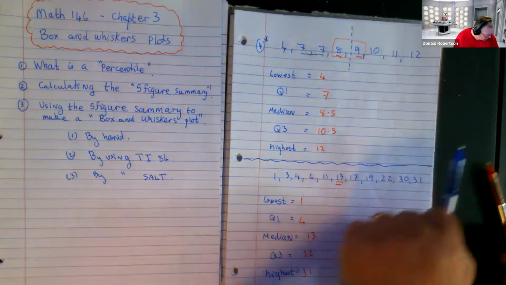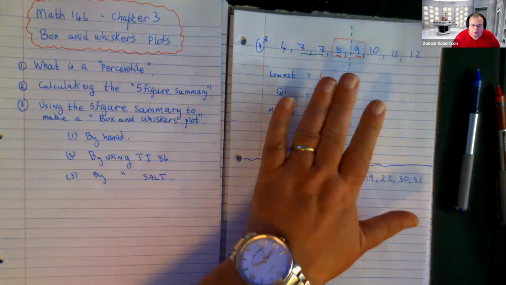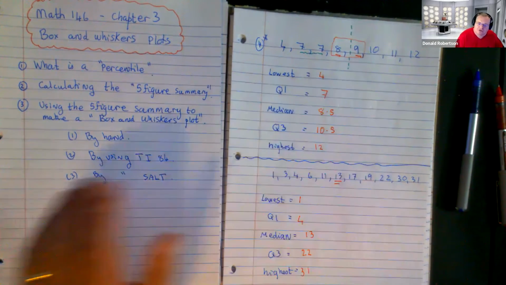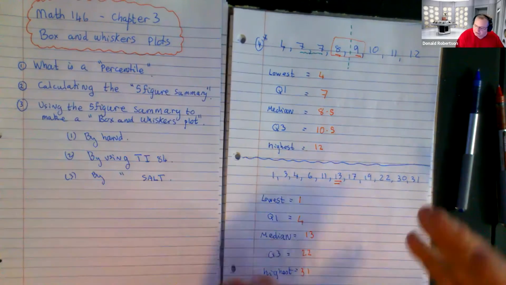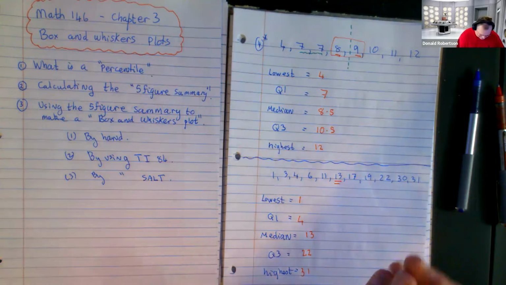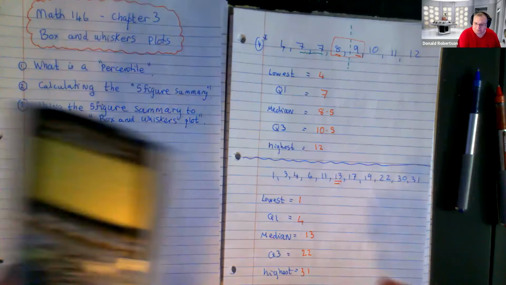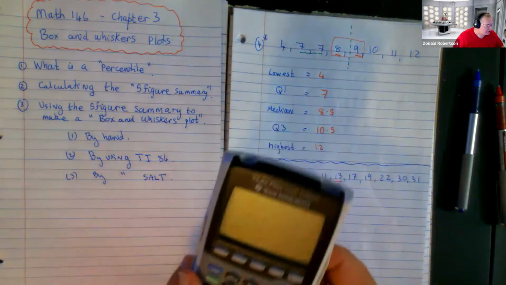So we want to do that same question, but we're going to do it now on the TI-84. Now, when it's small data sets, it's actually pretty easy to do, isn't it? I don't think that's too onerous a job. But as the data gets bigger, it would be easier to use our calculator.